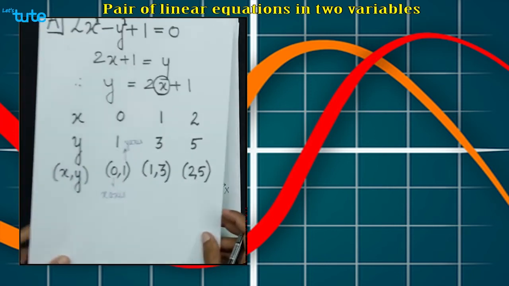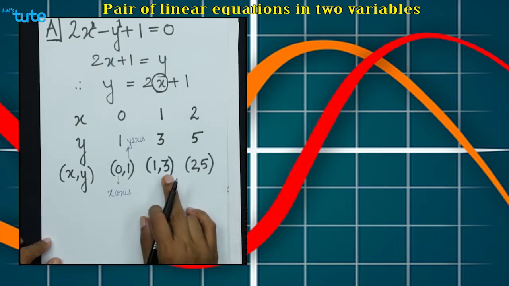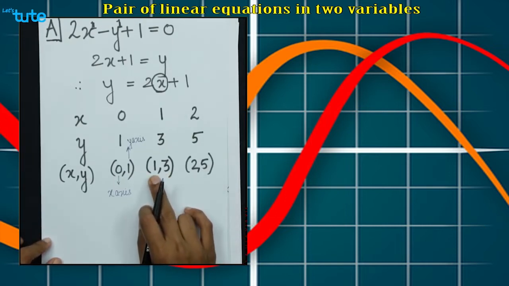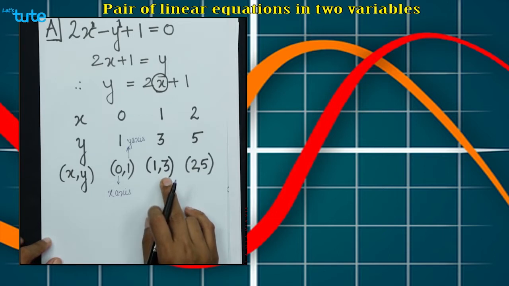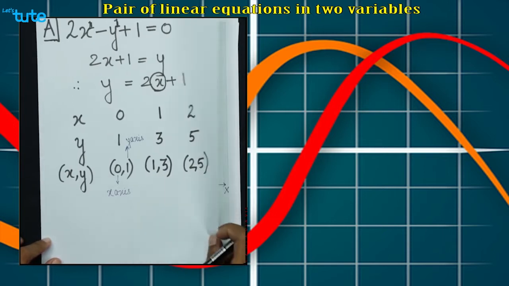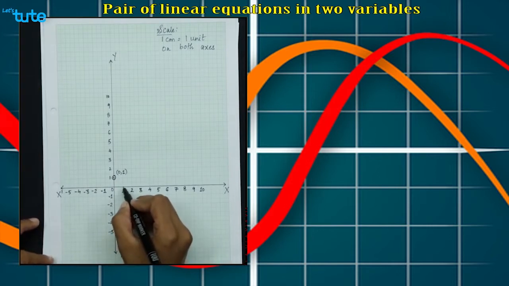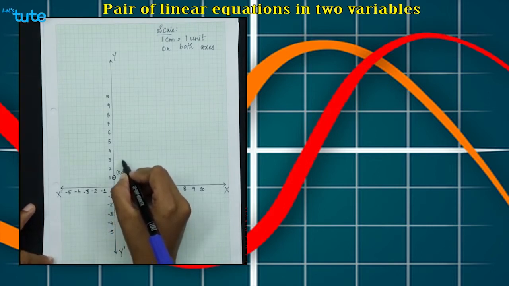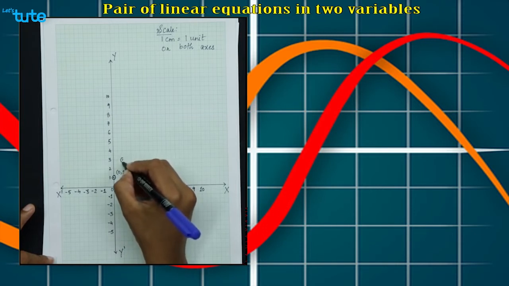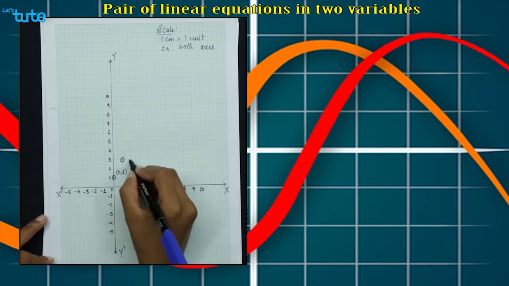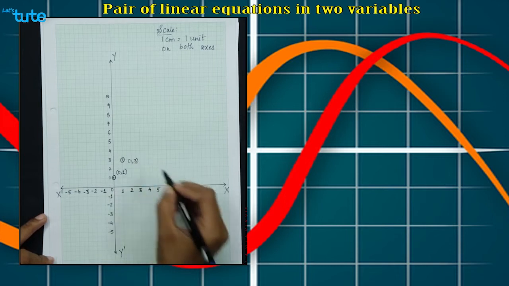The next point that we need to plot is 1, 3. The first coordinate again goes to the x-axis, the second on the y-axis. So we would be searching for 1 on the x-axis and correspondingly we move towards 3 on the y-axis. This is where we obtain the point 1, 3.